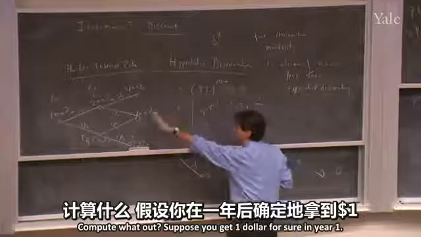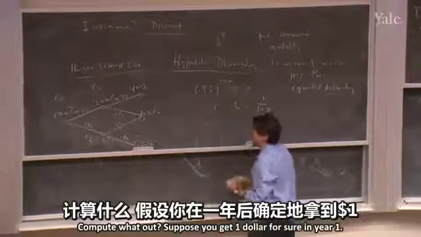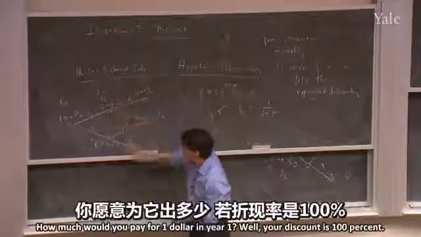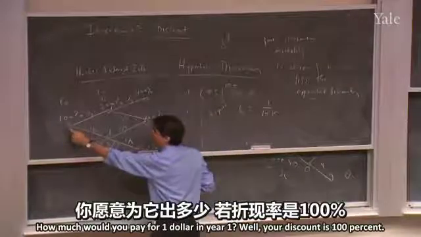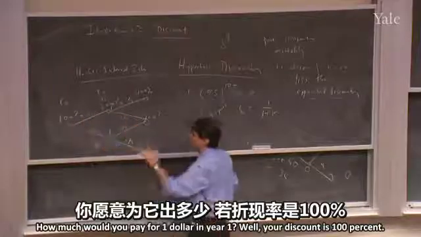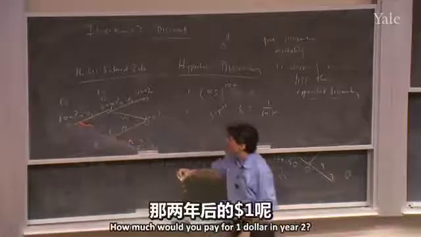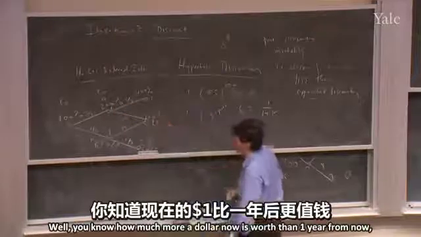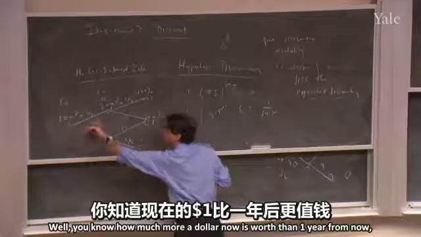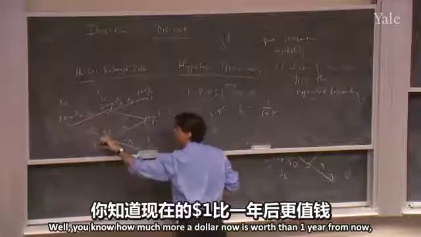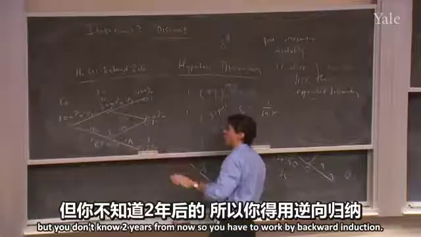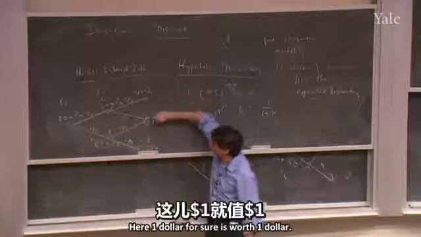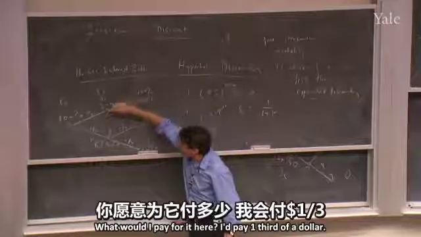Okay, suppose you compute what out? Suppose you get $1 for sure in year 1. Okay, how much would you pay for $1 in year 1? Well, your discount is 100%. You'd pay $0.50. How much would you pay for $1 in year 2? Well, you know how much more $1 now is worth than a year from now, but you don't know 2 years from now, so you have to work by backward induction. Here, $1 for sure is worth $1. What would I pay for it here? I'd pay 1/3 of $1.